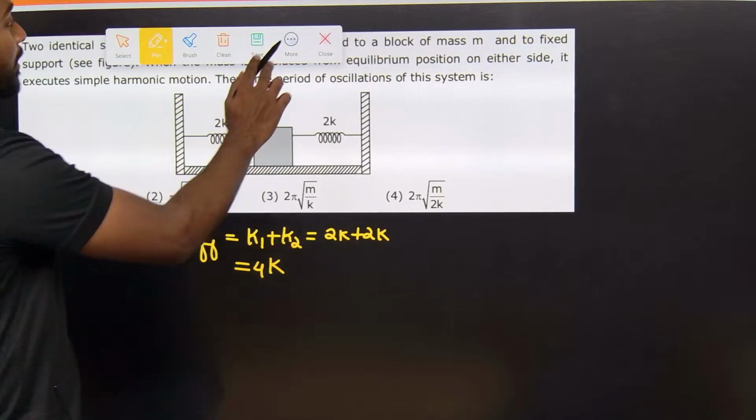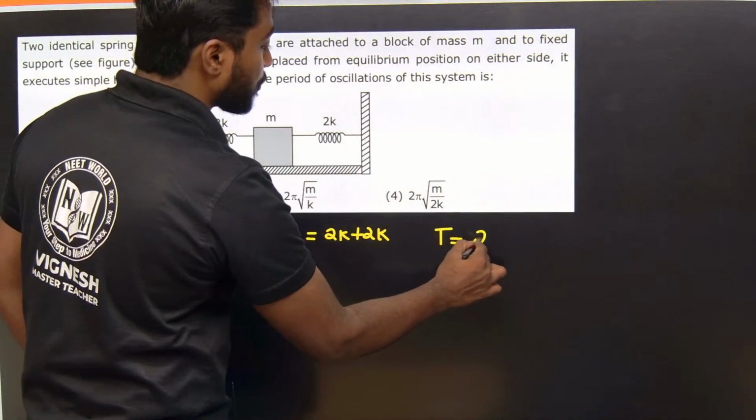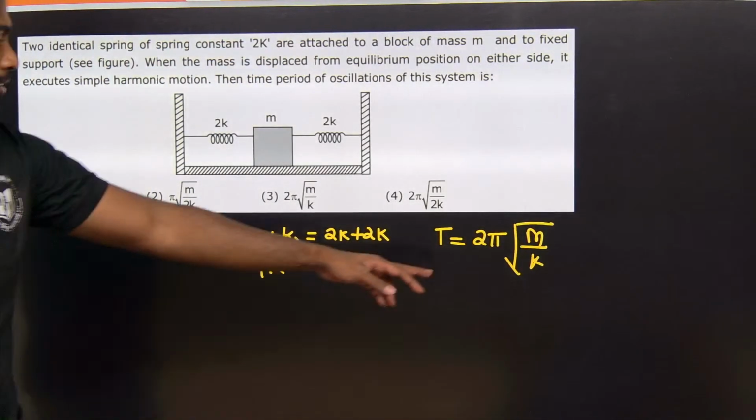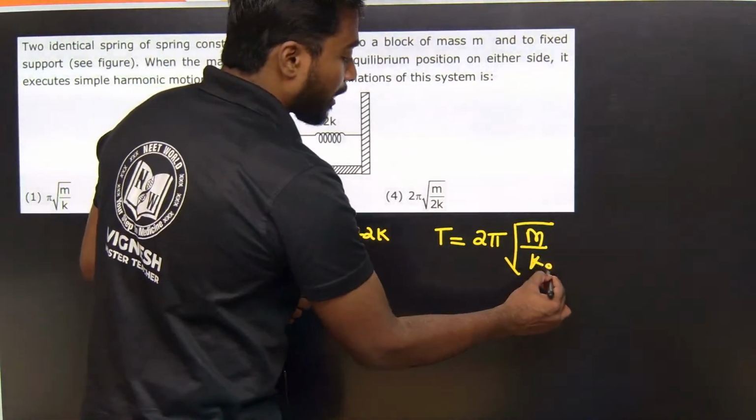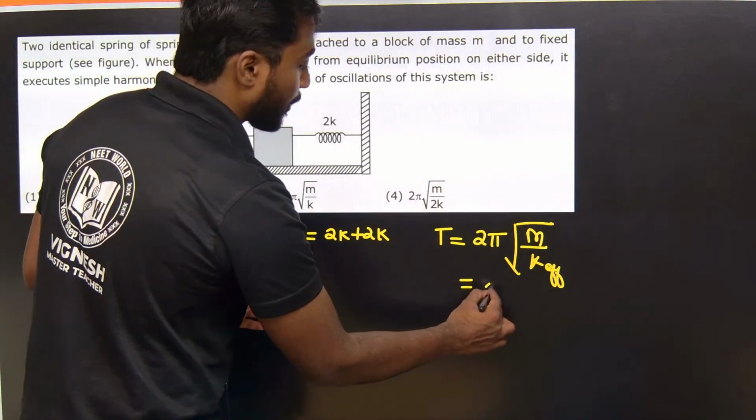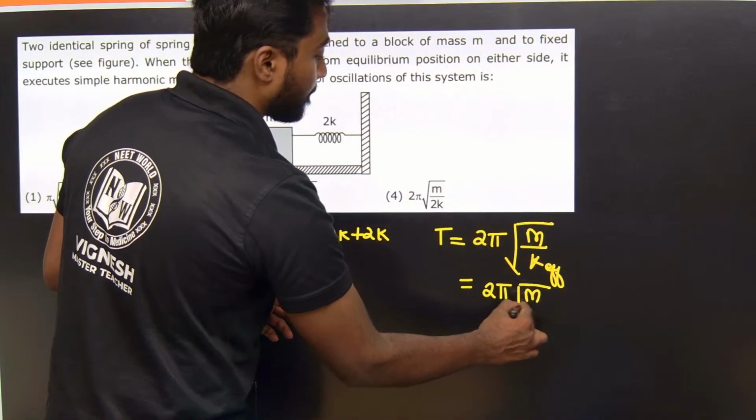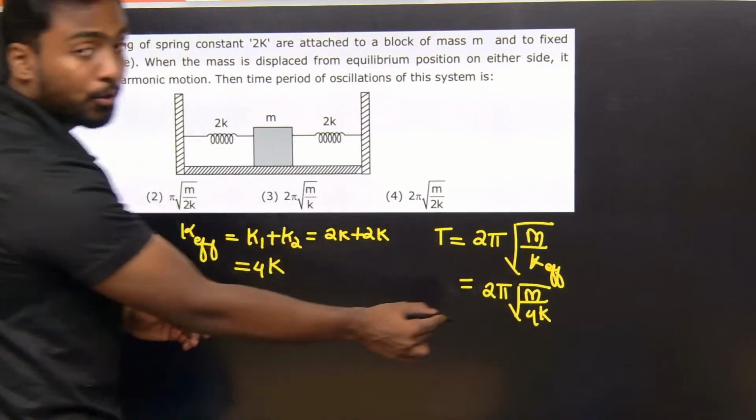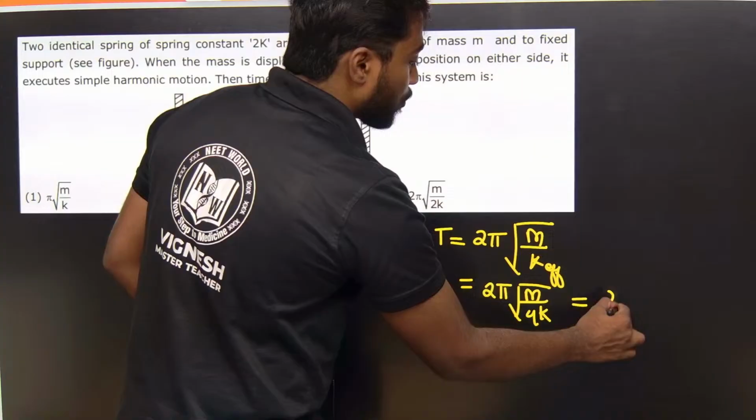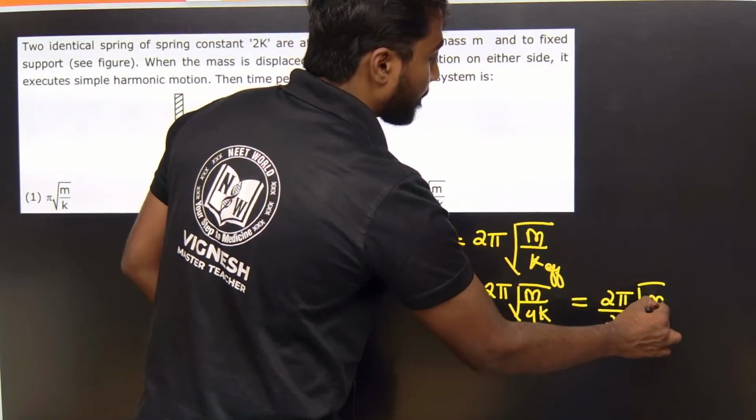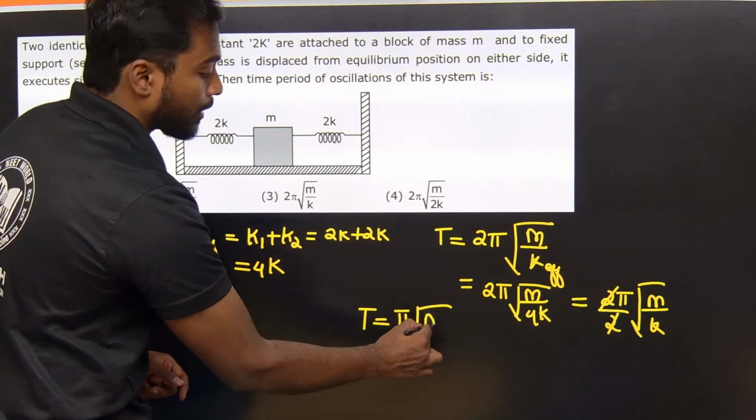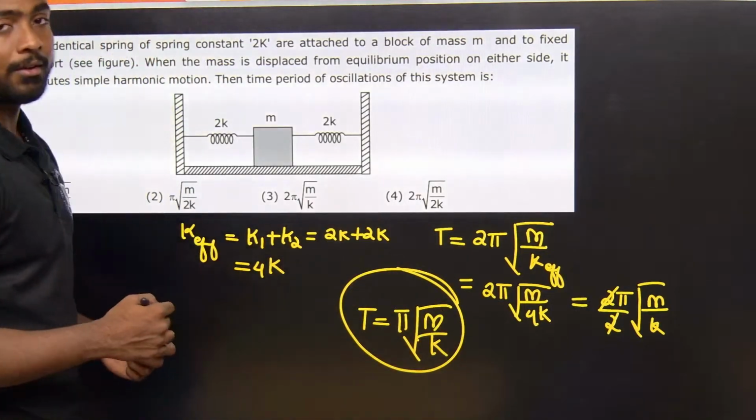And the time period of oscillation they are asking. Time period is equal to 2π root over m by k. Here k is nothing but k effective I should consider, because two springs are there. Now substitute the value of k effective here: 2π root over m by 4k. If I take 4 out of the root, it becomes 2. So 2π by 2 into root over m by k, the 2 cancels. So time period T will be equal to π root over m by k. This is my answer for the given question.